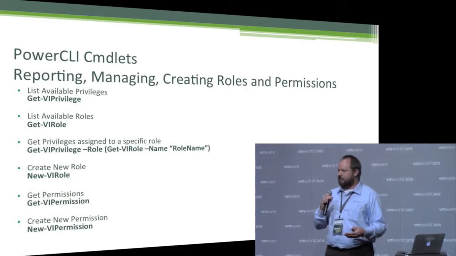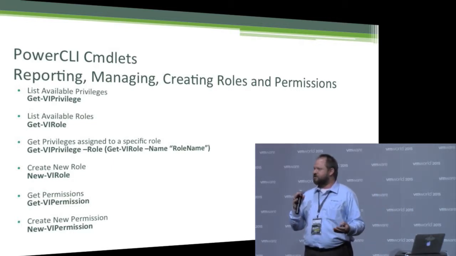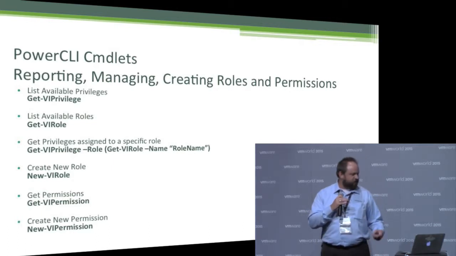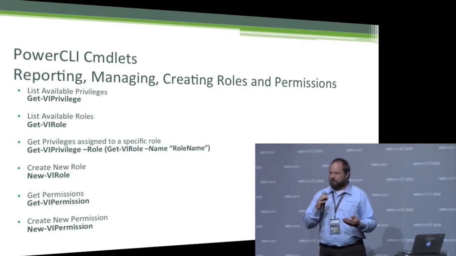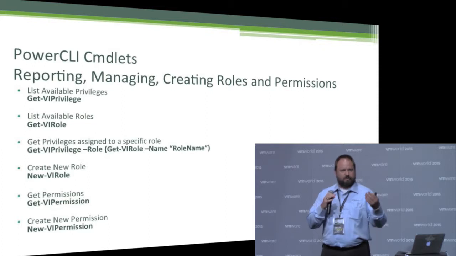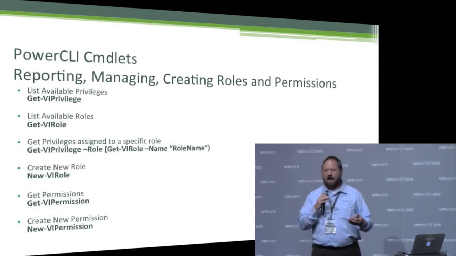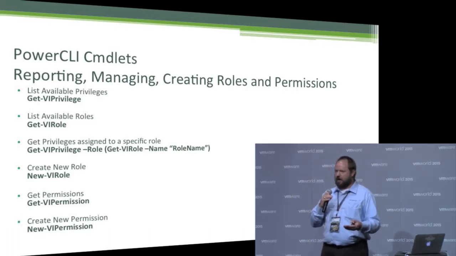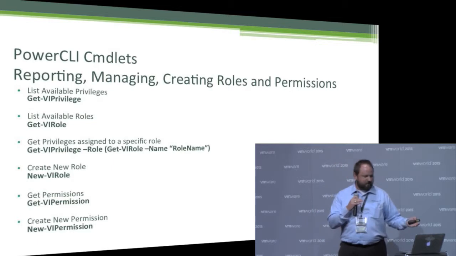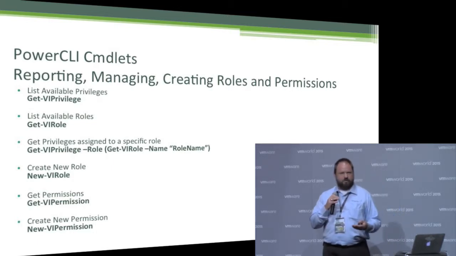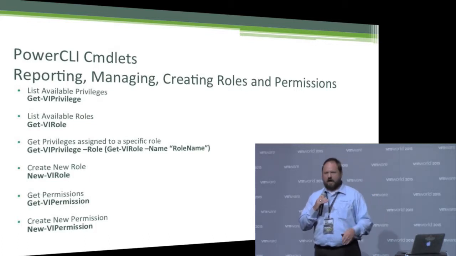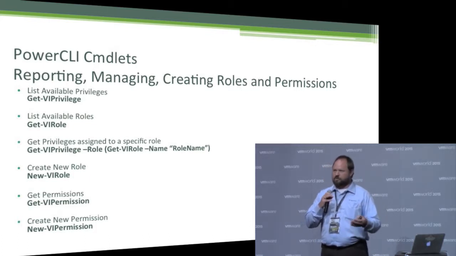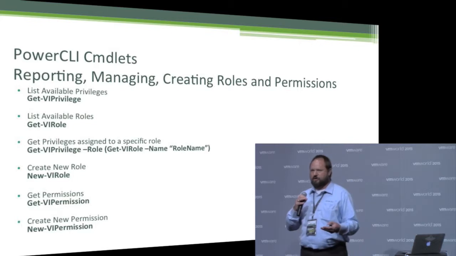the Get-VIPrivilege cmdlet will get the privileges that can be set for a role. Get-VIRole just gets the roles on the system, and then you can take that and do Get-VIPrivilege and pass the role to it to see the privileges assigned to that role. And then creating new roles: New-VIRole just creates an empty role, and then you can pass privileges into that role so that you can duplicate that across multiple vCenter servers.